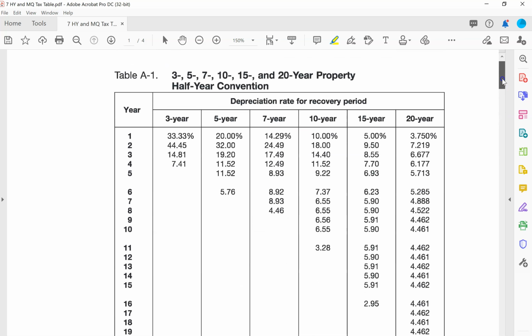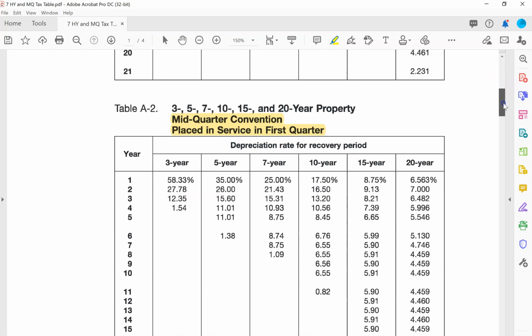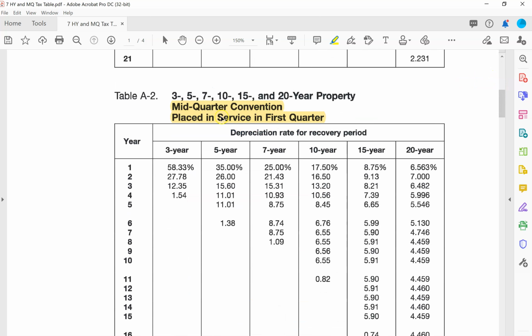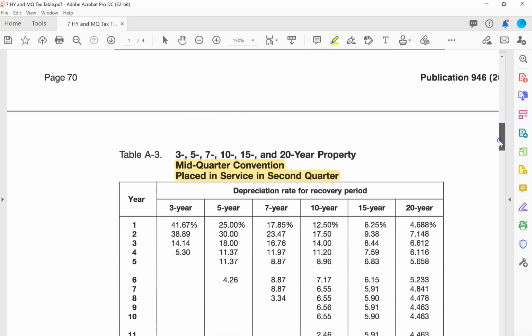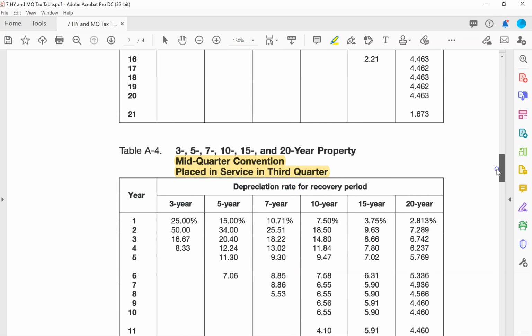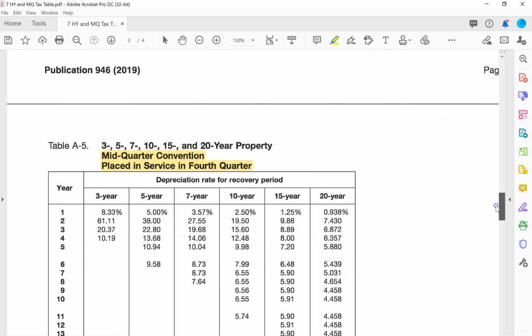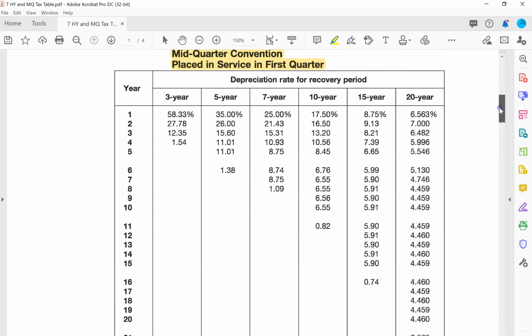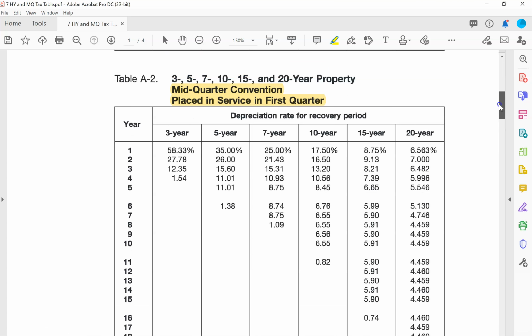And the first one you'll often see is this half-year convention table. So you'll need to scroll down a little bit, and you'll see the first one is the mid-quarter convention, placed in service first quarter. So you're going to use this for assets that were placed in service first quarter. And then you'll see, of course, the next one is placed in service second quarter, and then the third one is placed in service third quarter, and then the last one is placed in service fourth quarter.